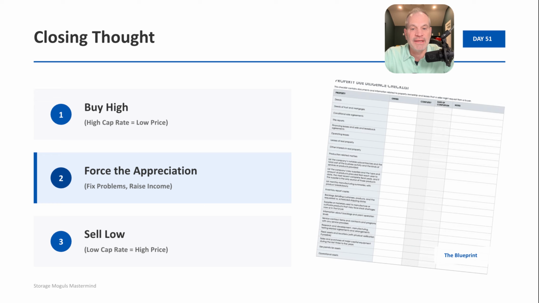First, buy high, meaning target properties with a higher cap rate, which translates to a lower purchase price. Second, force the appreciation by fixing problems and raising the income through smart management and improvements. And then third, sell low, meaning sell when the cap rate is low, which results in a higher sale price.